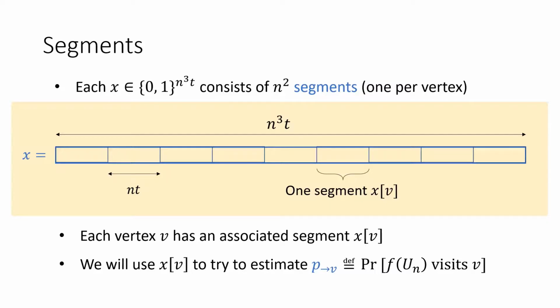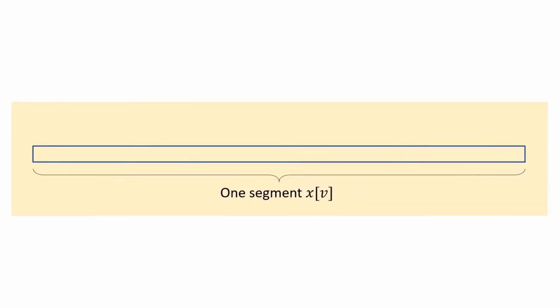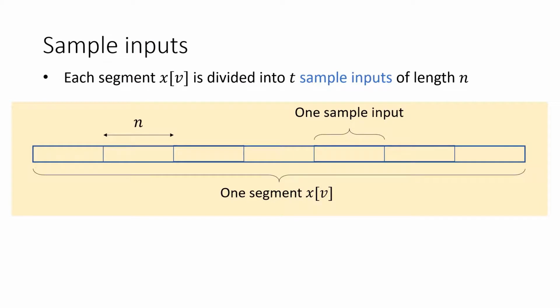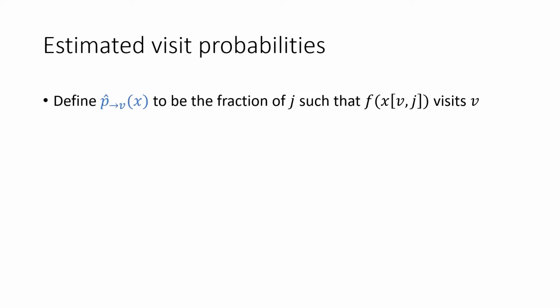Now let's zoom in on a single segment. We further subdivide the segment into t sample inputs, each of which is an n-bit string. I'll write x bracket v comma j to denote the jth sample input associated with vertex v. The point of these sample inputs is we'll use them to try to estimate the probability of visiting v. We define the estimated probability of visiting v to be the fraction of sample inputs associated with v such that when f reads that sample input, it visits v. We denote the estimated probability of visiting v by this symbol p hat sub arrow v. This estimate is a function of the bit string x, but we often omit the dependence on x as a shorthand.